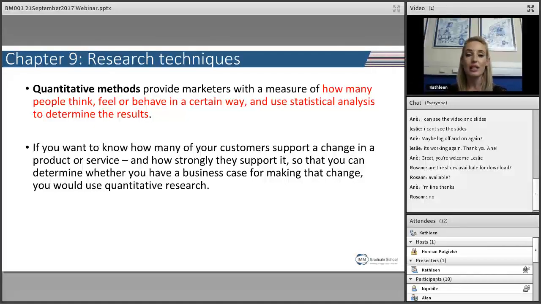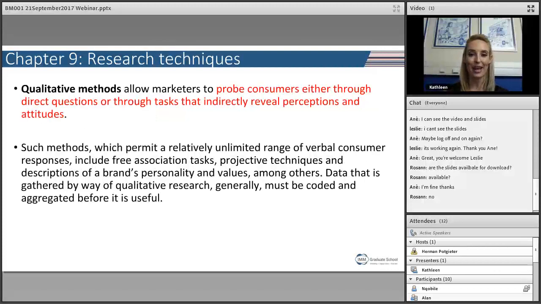Now we're going to start off by looking at quantitative methods, and these always provide a numerical measure of things. So you're going to measure how many people think a certain way, feel a certain way, or behave a certain way, and you use statistical analysis. If you want to know how many of your customers would like your product to have a certain change made to it, then you would use quantitative methods. Things like, do people prefer our packaging to be red, or do they prefer our packaging to be blue?